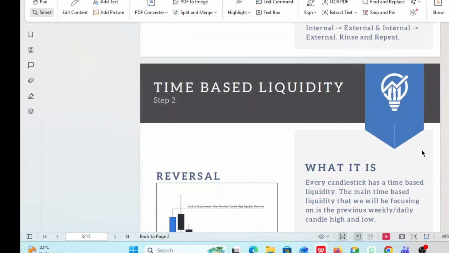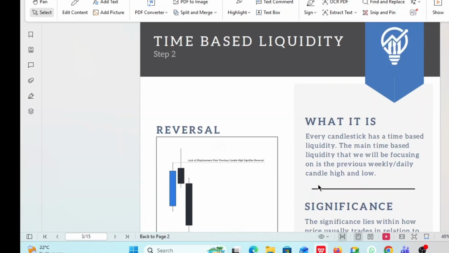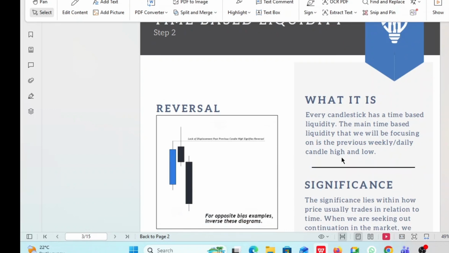We also have time-based liquidity. What is time-based liquidity? Every candle has a time-based liquidity. The main time-based liquidity that we will be focusing on is the previous weekly or daily candle high and low.